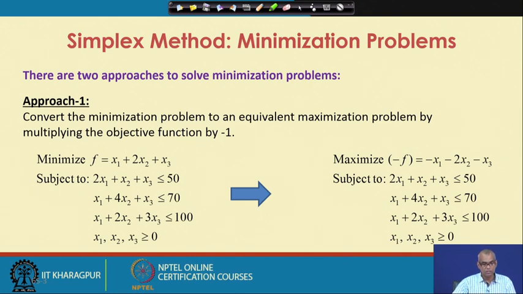So, note that the minimize f equal to x1 plus 2 x2 plus x3 becomes maximize minus f, which is minus x1 minus 2 x2 minus x3. Note that there won't be any change in the constants.